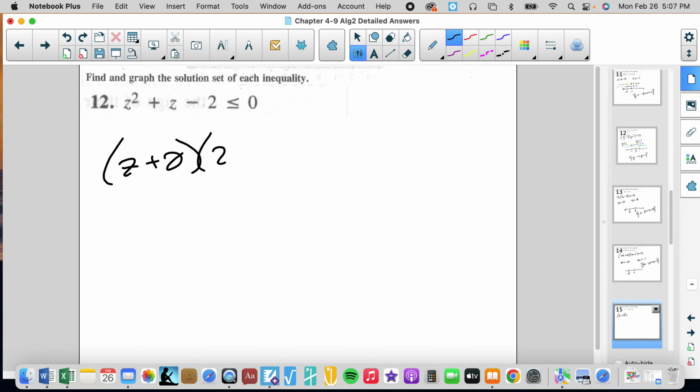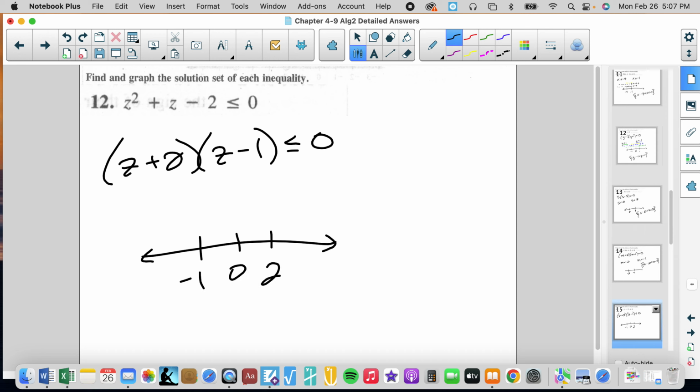Plus 2, z minus 1 less than or equal to 0. I think it might be other places. Negative 1, 0, 2. Yeah, I mean, it's going to be z. Negative 1 is less than or equal to z, which is less than or equal to 2.